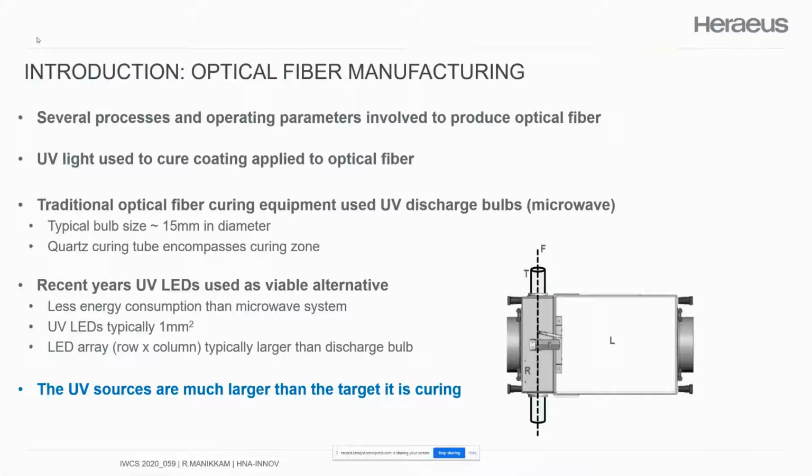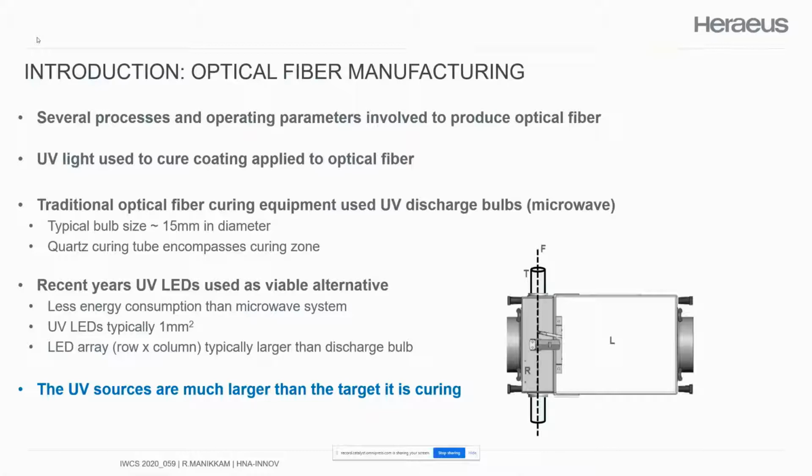Now, for UV LED lamps, they're typically constructed in LED arrays, and that simply means a number of LED rows by a certain number of LED columns put together to create your UV LED lamp. And these arrays actually can also be much larger than even a discharge bulb. So the key takeaway there is whether it's a microwave lamp or an LED lamp, we find that in this application, our UV sources seem to be much larger than the target, which is the fiber that is being cured.